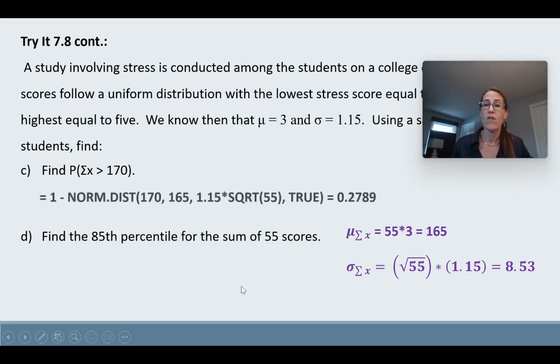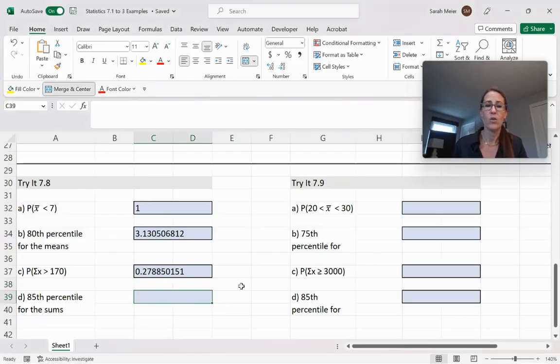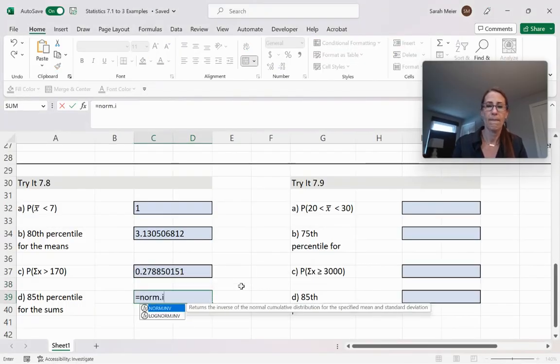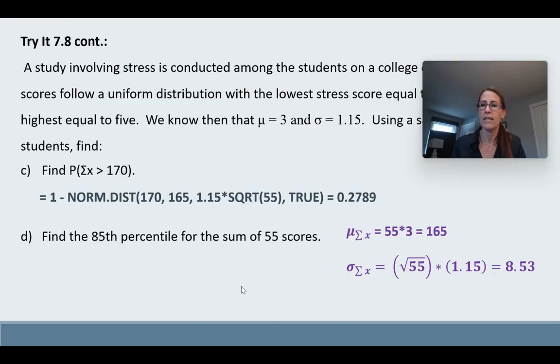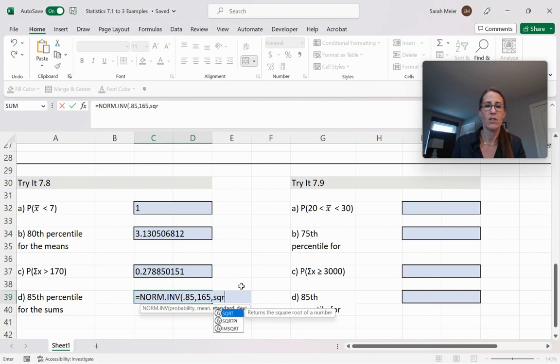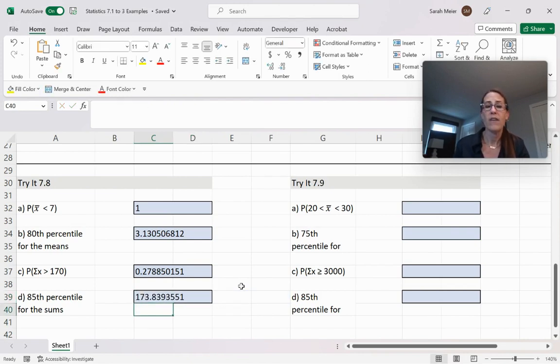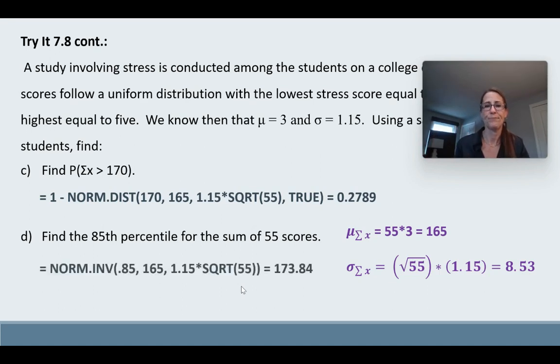Find the 85th percentile for the sum of 55 scores. So again, norm inverse. Our percentile here is our probability, so 0.85. Our mean was 165. Let me just double check that. Yep. And then our standard deviation is the square root of 55 times 1.15. So 85% of the sums of samples of size 55 are less than or equal to 173.8. That's the sum of those scores.